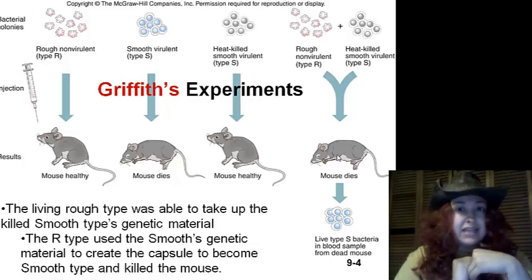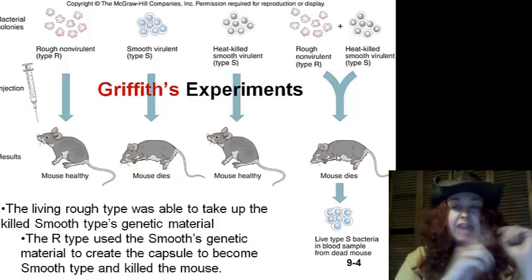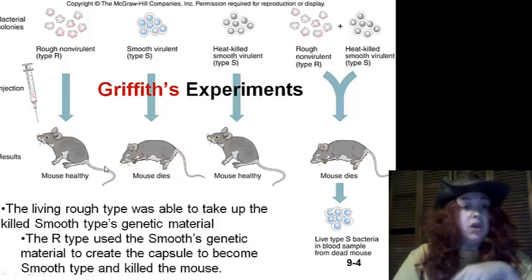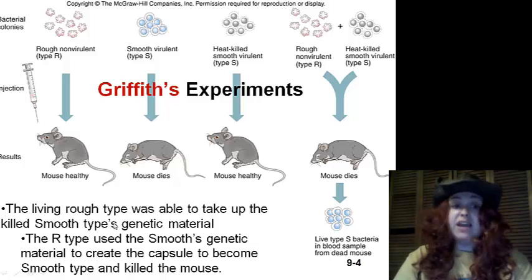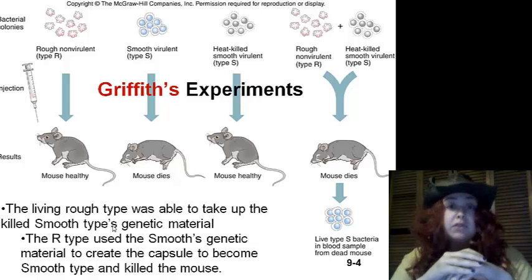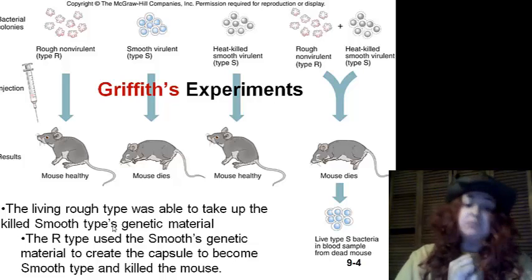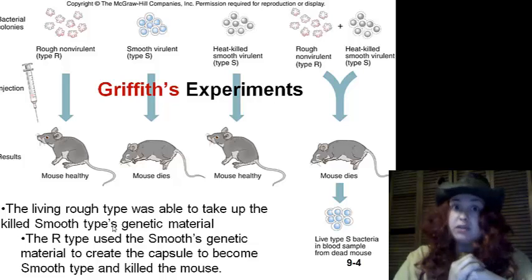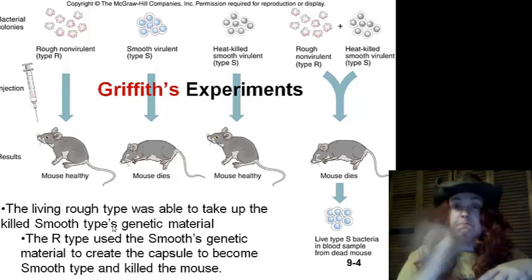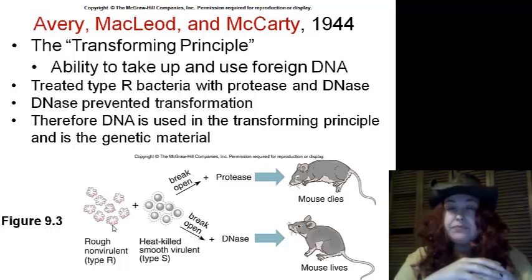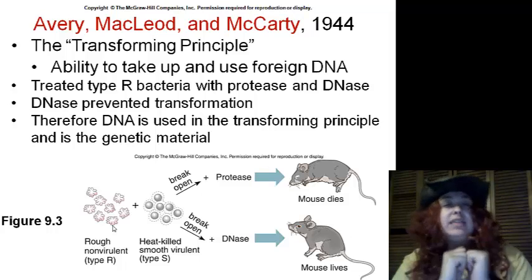And when we looked inside the mouse, we actually found live, smooth bacteria. Well, how did that occur? The living rough type was able to take up the smooth type genetic material, and the rough type used that genetic material to create its own capsule. And once it had created a capsule, it had become a smooth type of Diplococcus pneumonia, and therefore it could cause pneumonia. So that's where we came up with the idea of the transformation principle, the ability to take up and use foreign DNA. But again, at that time, we didn't know that it was DNA.